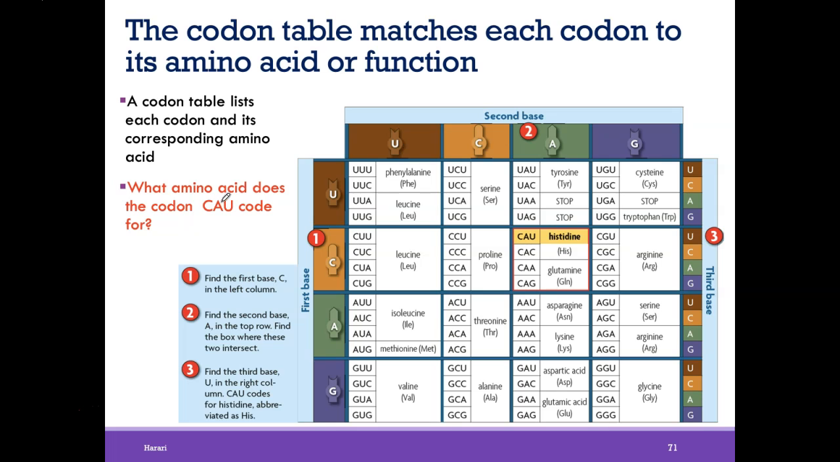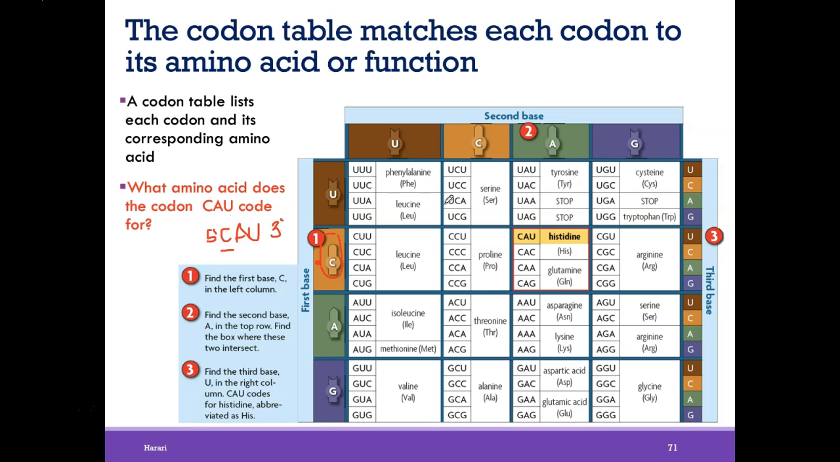Suppose I tell you to find out what amino acid the codon CAU codes for. So CAU is, in other words, 5' CAU, and this is RNA. So let's see what it codes for. We look at the first base in this column, in the left column. So since the first base is C, we're going to start here in C.